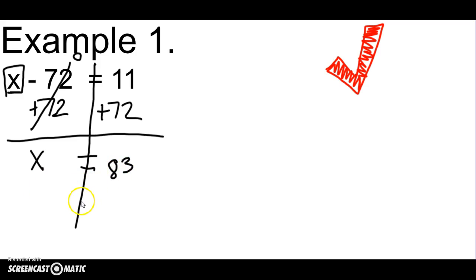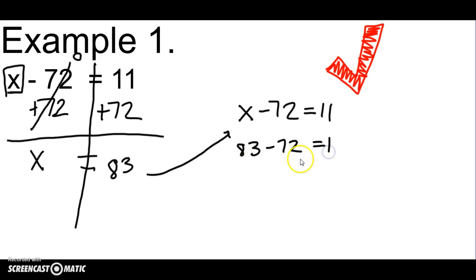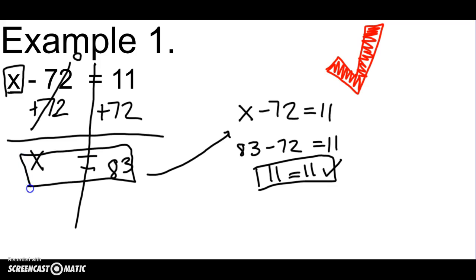But what I need to do is check my answers. Each time you work an equation and you solve for a variable, you're going to take the number that you get and plug it back into your original equation. If I found that x equals 83, if I plug it back into this equation, I should see that it's true. My original equation was x minus 72 equals 11. I'm going to plug 83 in for x and get 83 minus 72. When we reduce that, we get 11 equals 11, which is a true statement. Therefore, our final answer is x equals 83.